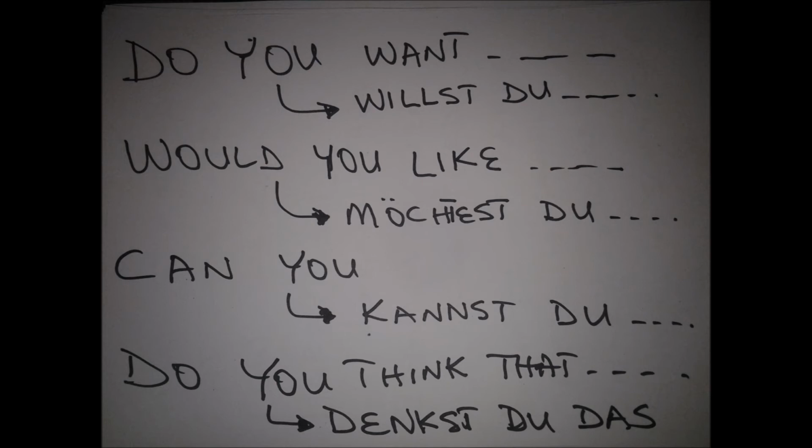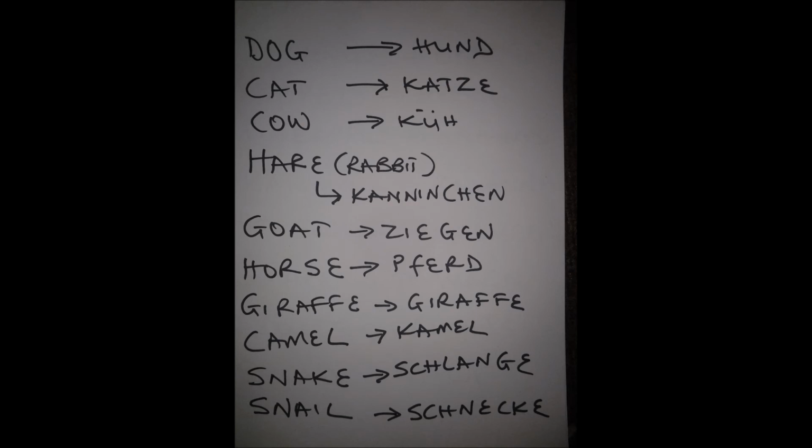Or you want to ask somebody if he can do something. Can you dance? Kannst du tanzen? Can you play? Kannst du spielen? Can you sing? Kannst du singen? The next one is a bit more difficult. Do you think that? Thinking is denken. But do you think? Denkst du das? For example, do you think that this is the post office? Denkst du, dass das die Post ist? Or do you think that Alanis is 4 years? Denkst du, dass Alanis 4 Jahre alt ist? So, Denkst du, dass, that is do you think.